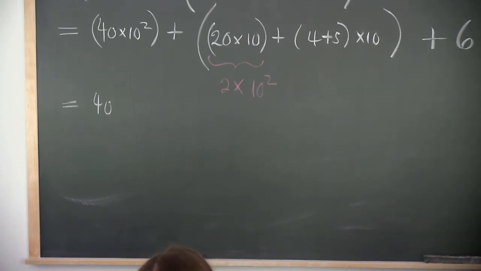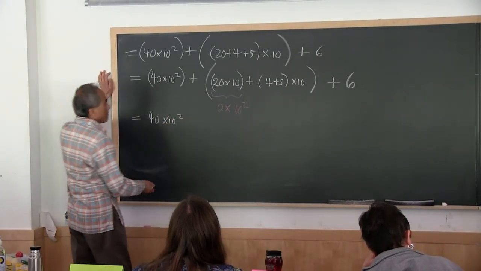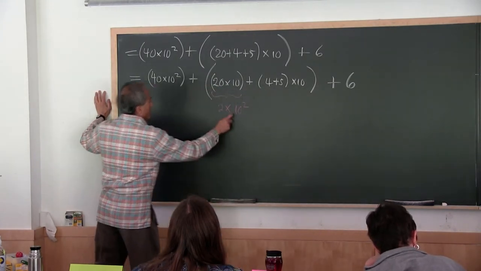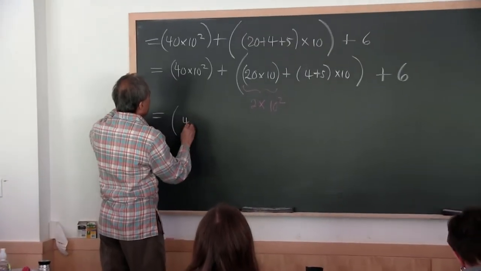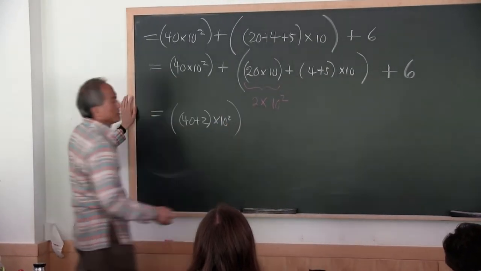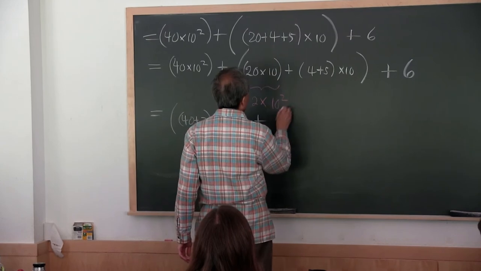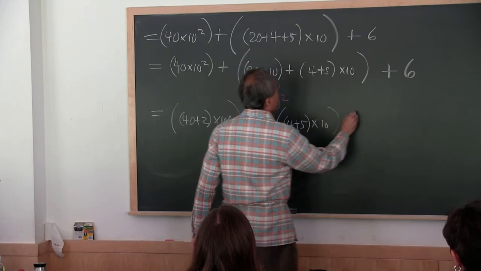Therefore, we dealt with the right column. I deal with the middle column. When time comes, I deal with the other column. Right? But right now, it's 10 squared. Now, I write 10 squared, yes, but if you believe this part, that's where the 2 belongs, right? So therefore, it's 40 plus 2 times 10 squared. Yes? Distributive law again. I've shifted this to here. Plus 4 plus 5 times 10 plus 6.